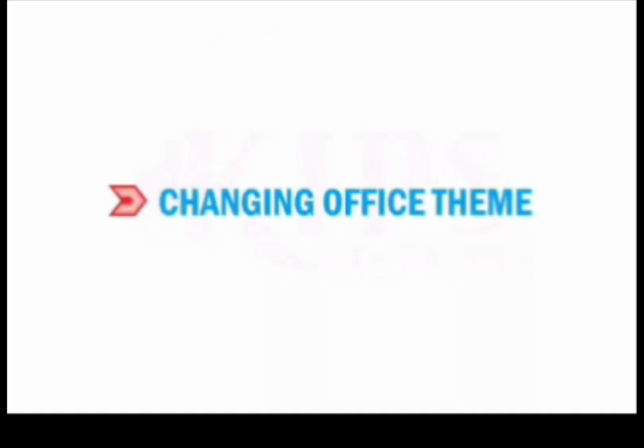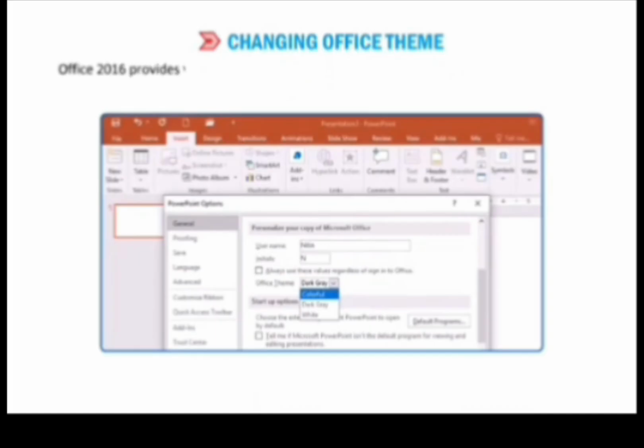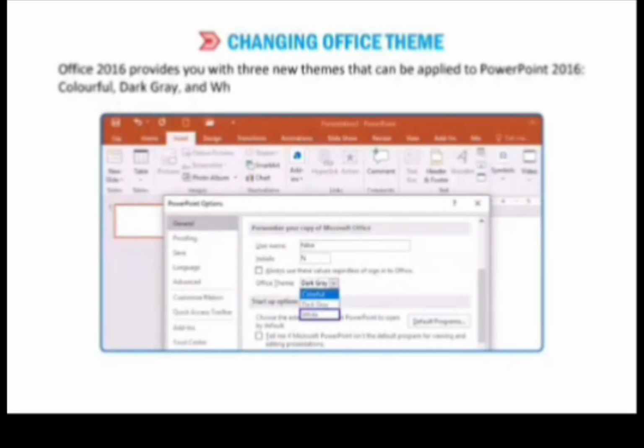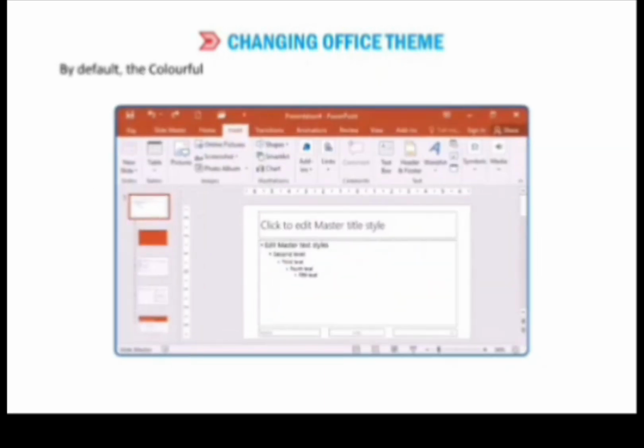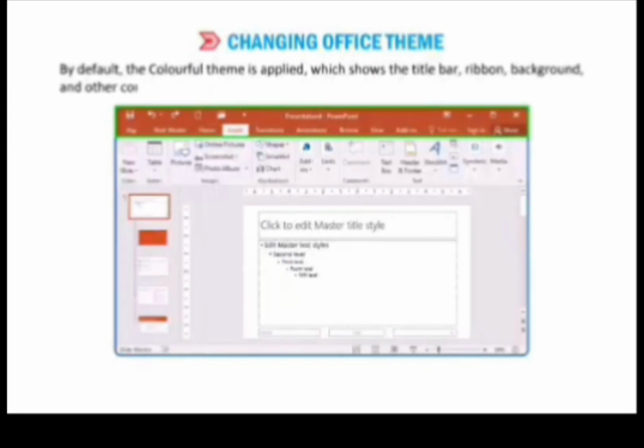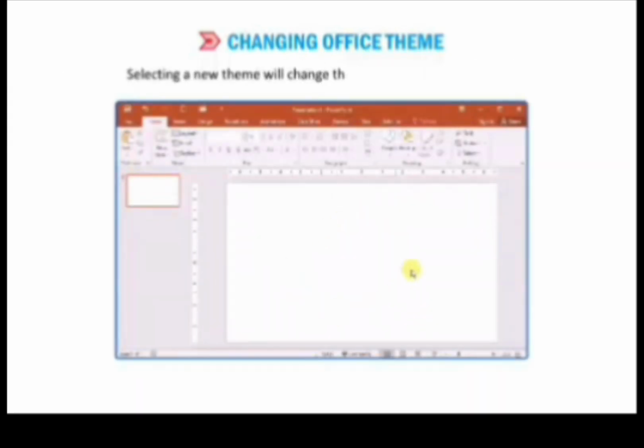Let us learn how to change the Office theme now. Office 2016 provides you with 3 new themes that can be applied on PowerPoint 2016: colorful, dark gray and white. By default, a colorful theme is applied, which shows the title bar, ribbon, background, and other components in orange color. Selecting a new theme will change the color of these components.